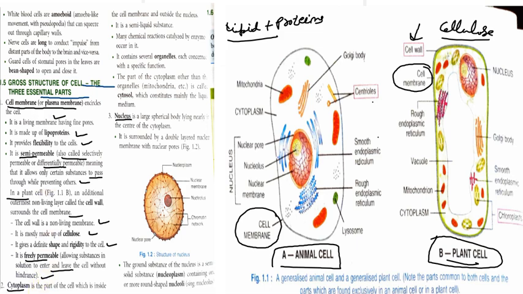Next thing we are going to understand is cytoplasm. So cytoplasm is the part of the cell which is inside the cell membrane. Cytoplasm is here. Where is it? Here.